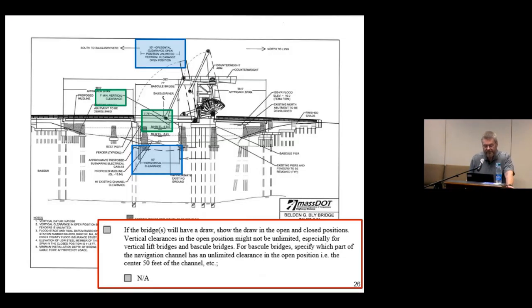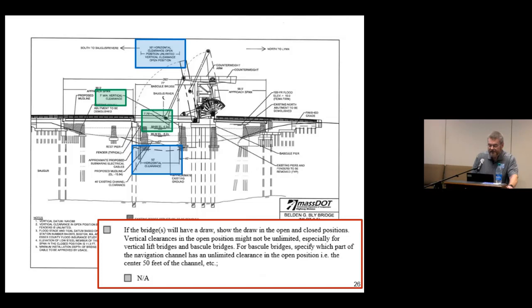All right, I did mention movable bridges a little while ago, so let's take a quick look at how you put together the plan sheets for those. What we have here is a plan sheet for a bascule drawbridge. The plan sheet job aid identifies the requirements for movable span bridges, shown here in the red box, to depict the draw in both the open and closed positions. For bascule bridges, we also ask the applicant to specify which parts of the channel have unlimited clearance in the open position, since that can be constrained at times.